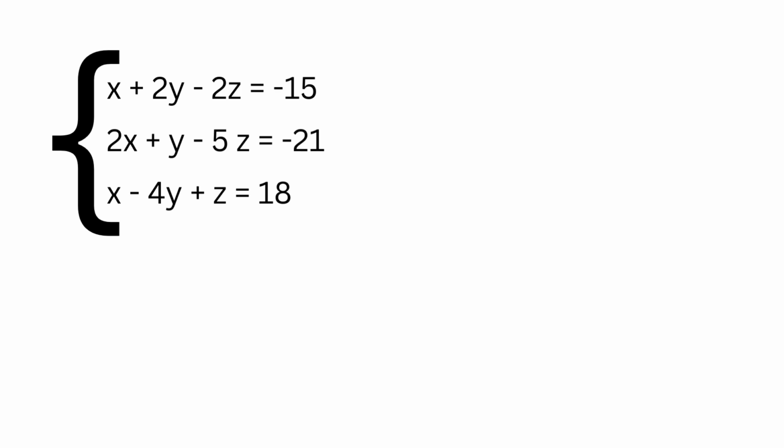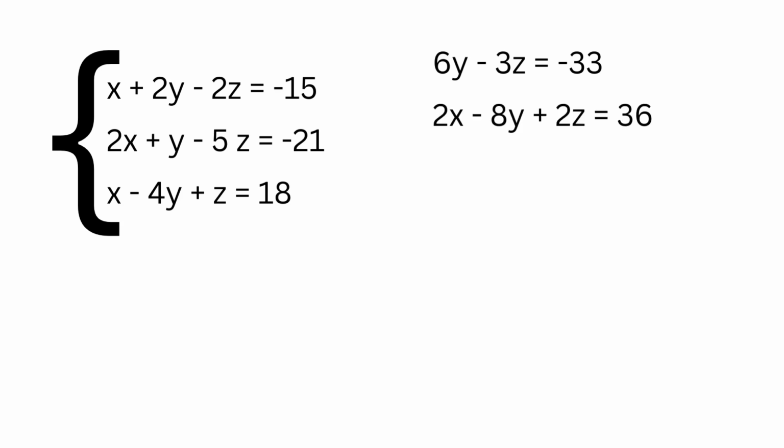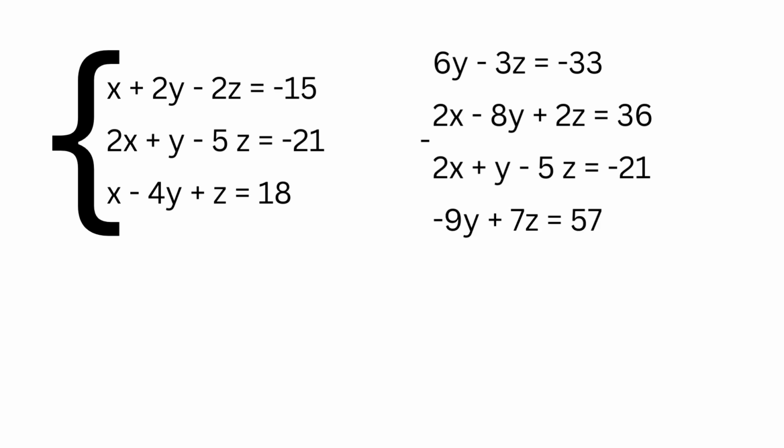Next, let's solve this 3 by 3 example. To solve it, we need to look in each equation and try to find a variable with the same coefficient. So we add or subtract them. In this example, if we subtract the third equation from the first, it will be 6y minus 3z equal -33. Next, we multiply the third equation by 2. It will be 2x minus 8y plus 2z equal 36. And if we subtract the second equation from this one, it will be -9y plus 7z equal 57.